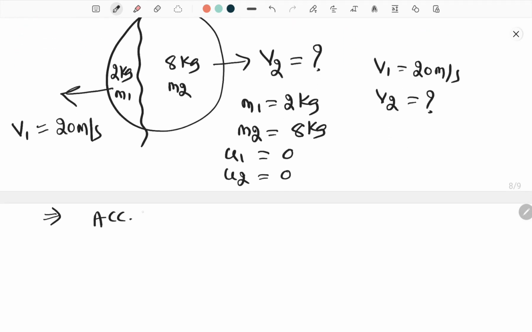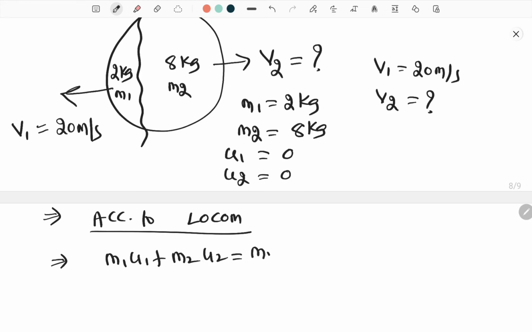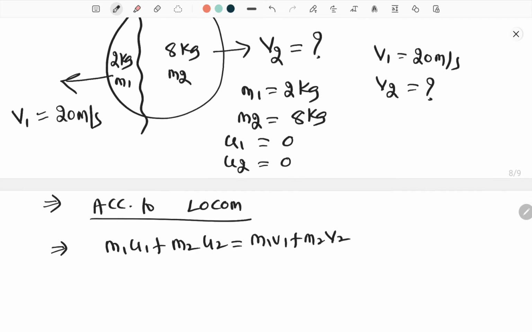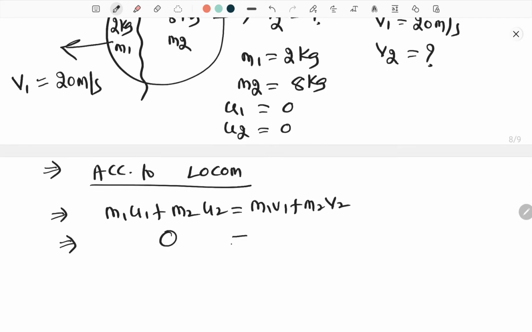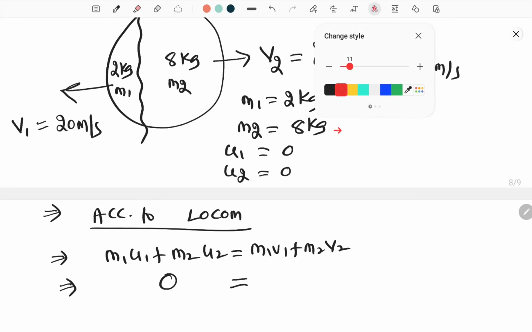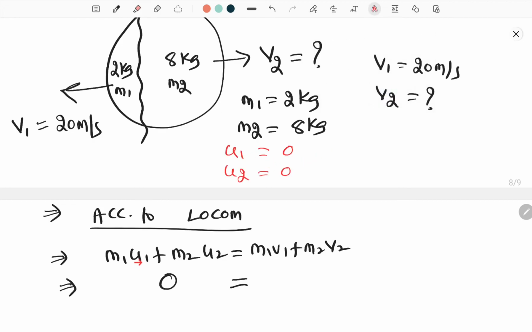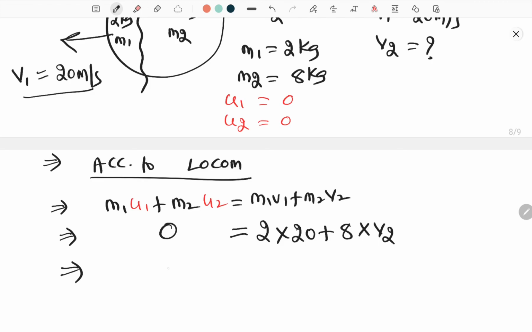Now, according to the law of conservation of momentum, you can easily write m1 u1 plus m2 u2 is equal to m1 v1 plus m2 v2. Whenever u1 and u2 are 0, you can directly write it as 0. You have had a lot of practice now. Look at this, u1 and u2 both are 0, so totally it becomes 0. Next, m1 is 2 kg into v1, which is 20, plus m2 is 8 kg into v2, which we don't know, that's what we are finding out. Afterwards it becomes 0 is equal to 40 plus 8 v2.